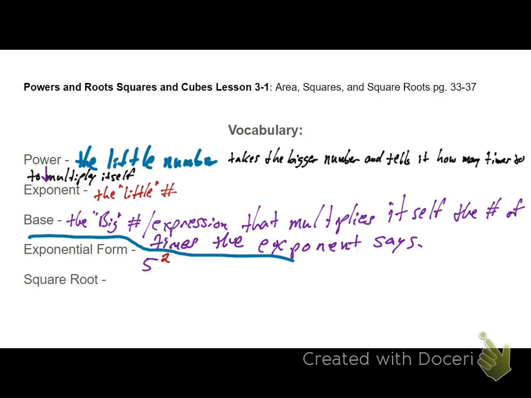So the best example I'm going to give you at this moment in time is just 5 raised to the second power, or 5 squared. You've heard this before. This is not new to you. It may be just a different terminology for some people. We'll talk about square roots here in just a minute, because we also have some calculator stuff we're going to do. So in your book, go to 33.